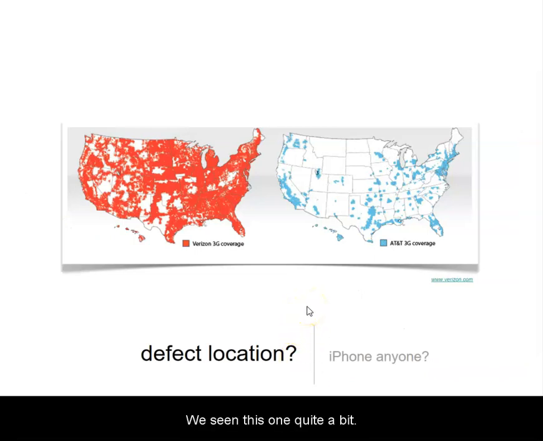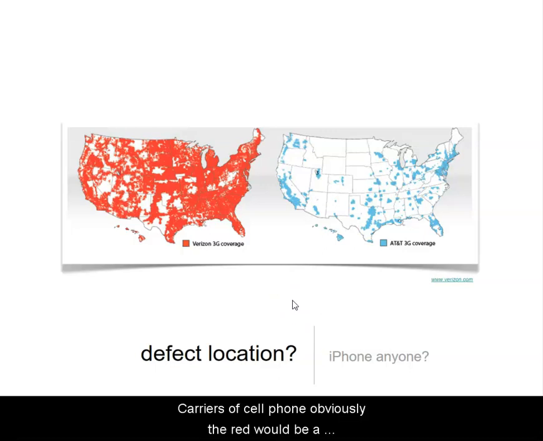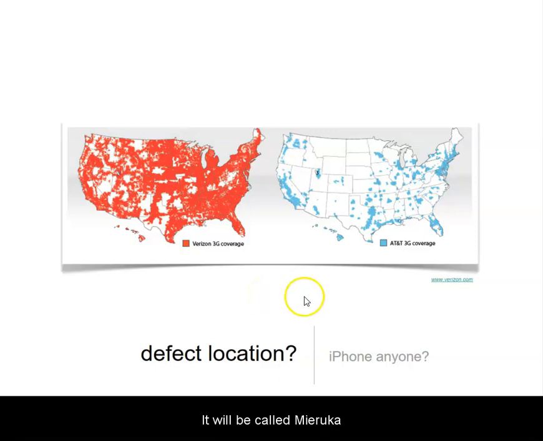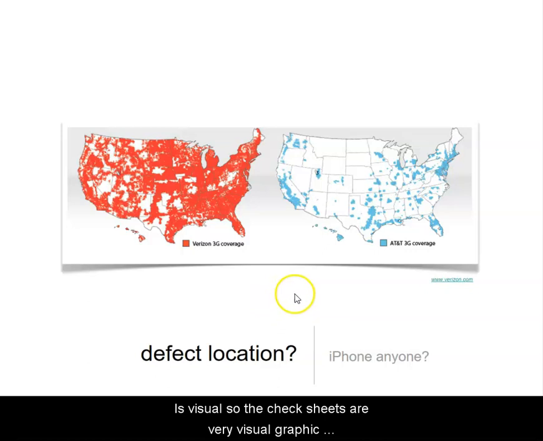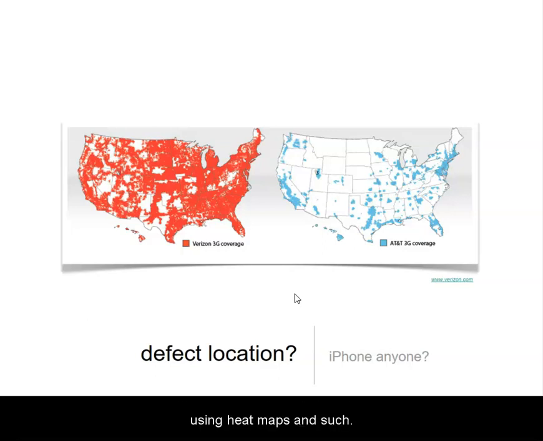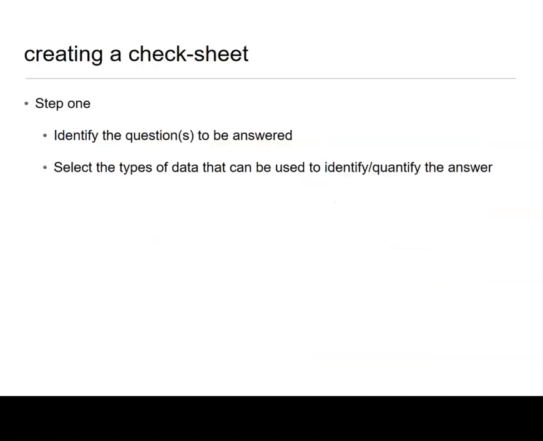We've seen this one quite a bit. Difference between 2 carriers of cell phone. Obviously, the red would be a little bit better. So we can use this graphically in what we call Maruka, which we'll learn about a little bit later. It's visual. So check sheets are very visual for us as graphic communication majors. We can utilize them and make them very interesting using heat maps and such. So it's a very cool tool to use.